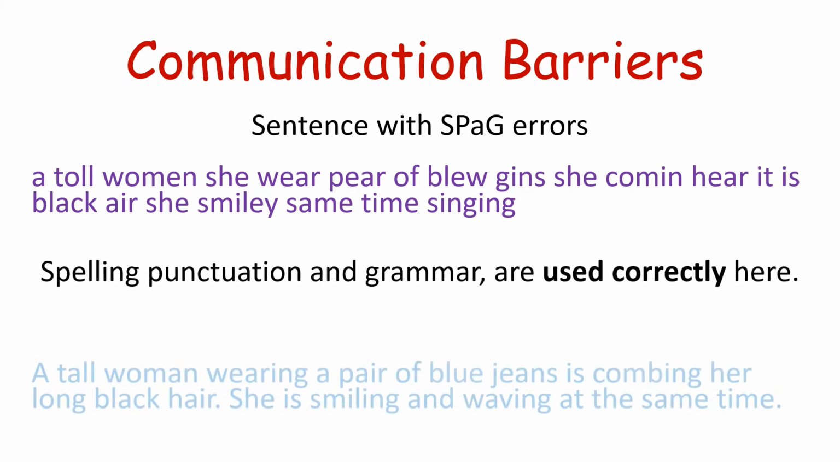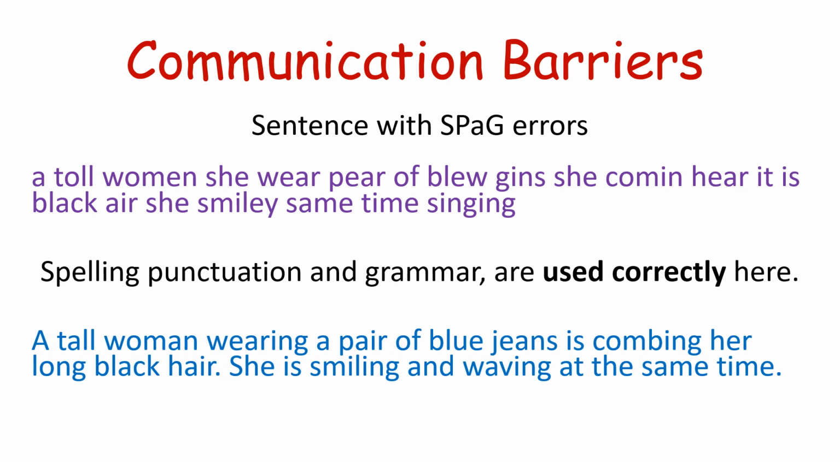Let's have a look at another example, which is conveying exactly what this first writer is trying to convey. "A tall woman wearing a pair of blue jeans is combing her long black hair. She's smiling and waving at the same time." Now, do you spot the difference?